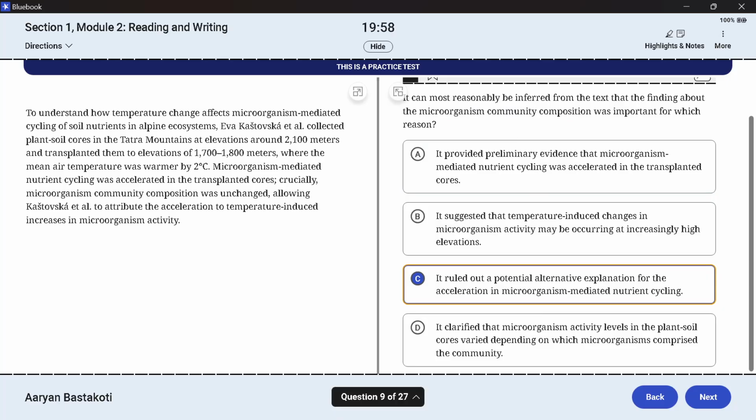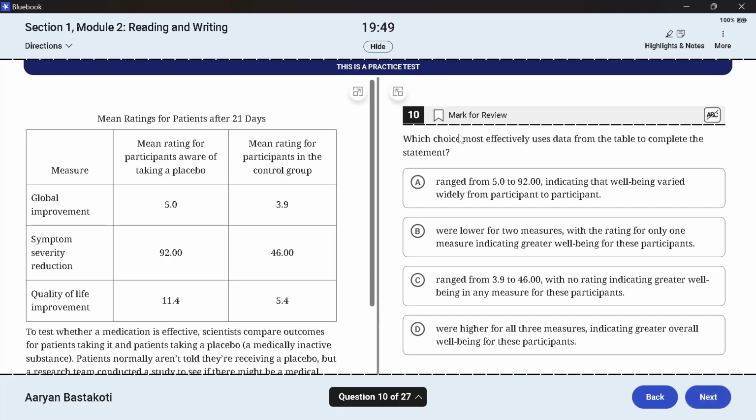This is the right answer since we have concluded that temperature plays the only role and microorganism community composition remains the same. So yeah, this is the right answer. Which choice most effectively uses data from the table to complete the statement?